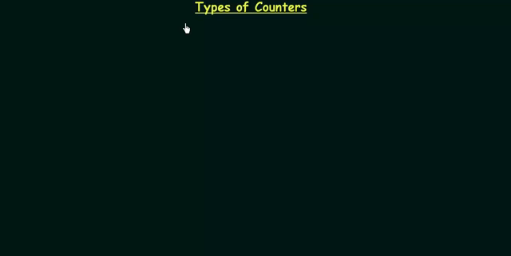We have already completed the introduction of the counters, and we know what a counter is and what it counts. It actually counts the clock pulses. Now in this presentation we will see what the different types of counters available to us are. First I will categorize these counters into two types.